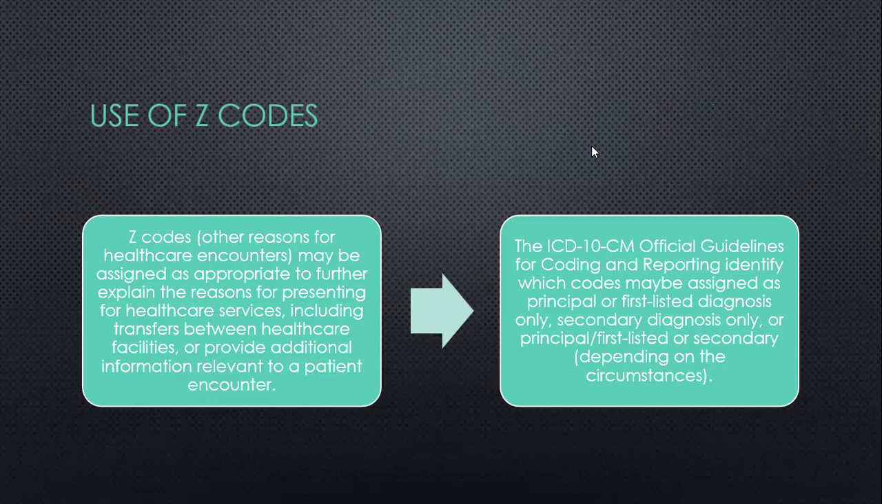So now let's talk about the use of Z codes. Z codes or other reasons for healthcare encounters may be assigned as appropriate to further explain the reasons for presenting for healthcare services. This includes transfers between healthcare facilities or to provide additional information relevant to the patient encounter. Now, there are certain Z codes that can be the principal or first listed, but there are also Z codes that should only be secondary. And then there are some that can be coded primary or secondary dependent on the circumstance of the encounter.